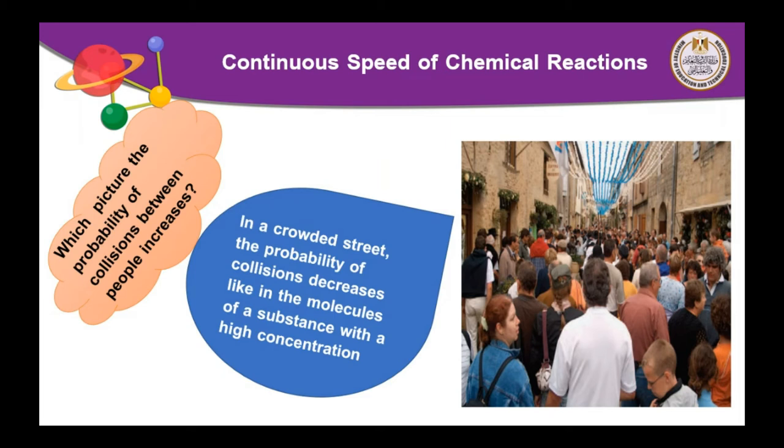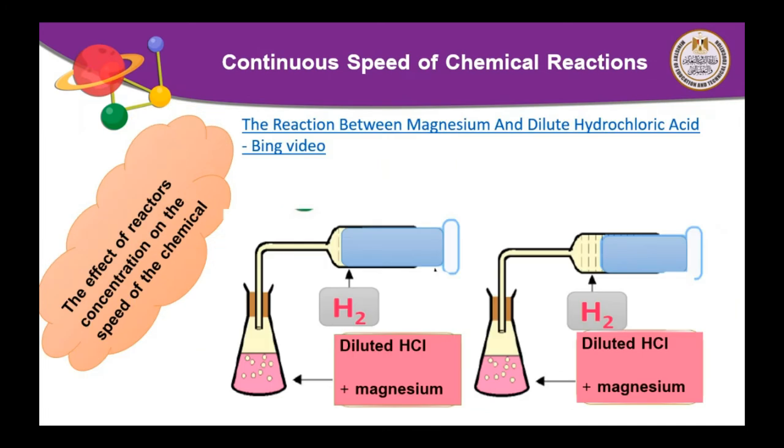So, by increasing the concentration of reactant, what will happen? Yes, the number of collisions increases and the speed of the chemical reaction increases. In front of you, you have one experiment: the reaction between hydrochloric acid and magnesium. What is the difference between the two pictures?